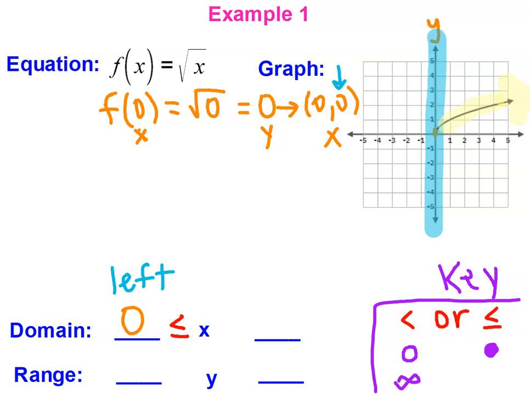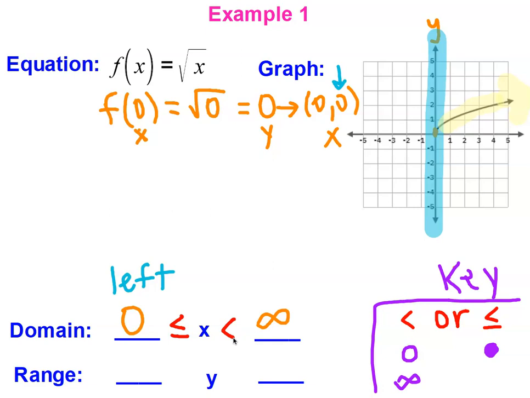So I'm going to write that in. Positive infinity is where the domain goes. It's going to keep going to positive infinity. Now we need our inequality notation. So look down at your key. If there's an open circle or infinity, you're going to use a less than sign, right? Because you can't include infinity. It's not a number. So it wouldn't make any sense to use the less than or equal to sign, right? Because you can't equal infinity.